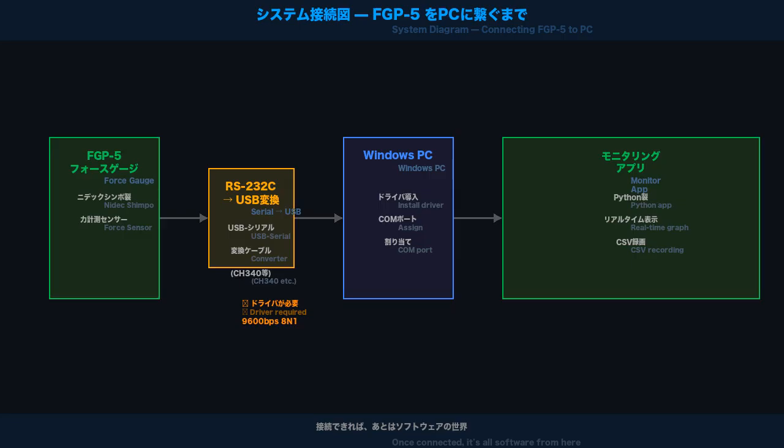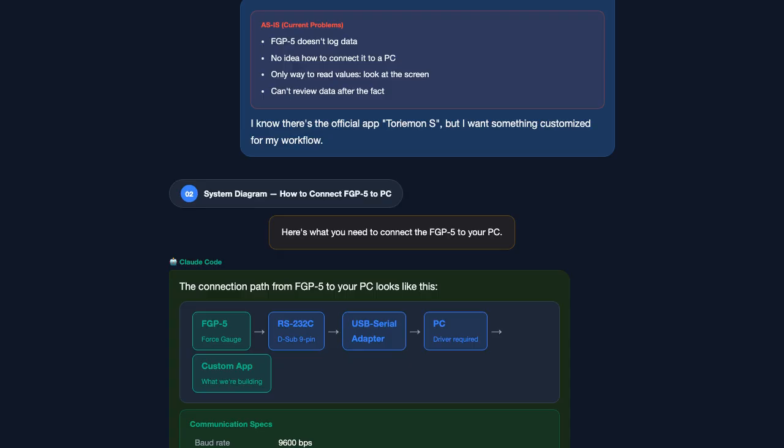There's an official app called Toriman S from Nidec Shimpo. It's actually well-made: real-time graph, CSV export, stable communication. But here's the problem: the UI is completely fixed. You can't change anything. No dark theme. No font size adjustment. No way to pop the value into a separate window. For a factory floor, these things actually matter a lot.